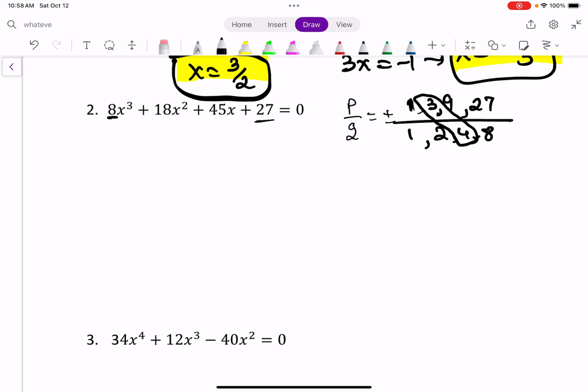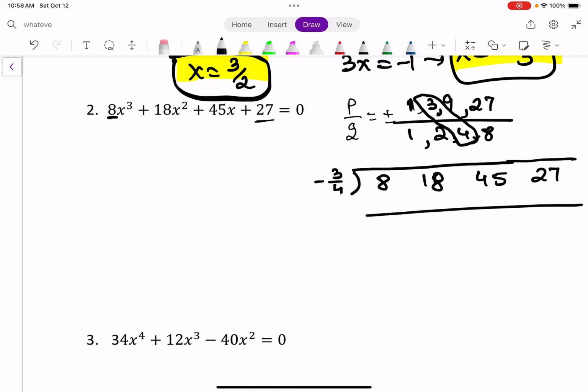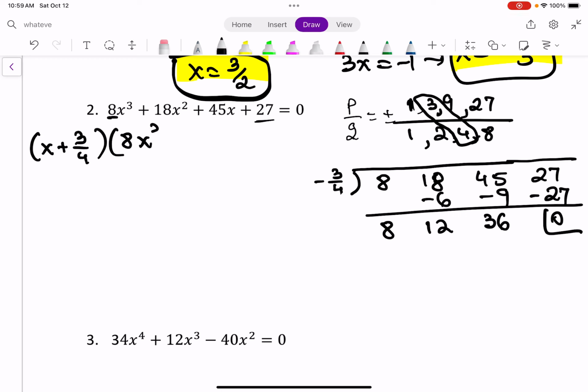So in other words, that I probably read correctly off the graph. So let's do synthetic division on that number. So I'll bring down the 8, times negative 3/4 is negative 6. Times negative 3/4 is negative 9, times negative 3/4 is negative 27 indeed. Okay, you can verify with your calculator. So this is what I have so far. X minus 3/4, then 8x squared plus 12x plus 36.